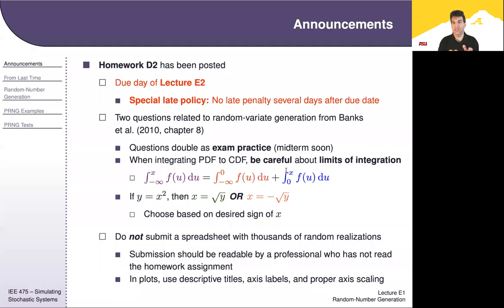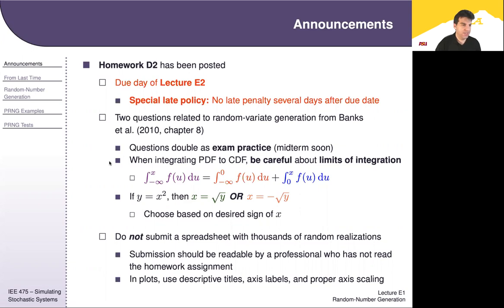And then in your plots, this is a 400 level engineering class. So your plots really have to have descriptive titles and axis labels and proper axis scaling. If you have bad plots, at this point in the game, we can take off for that. So technical graphics, really important. Technical communication, really important. Get those graphs right.